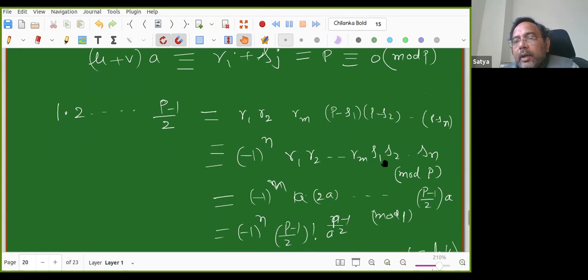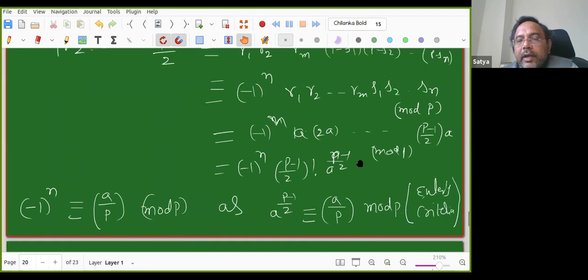But what are these R1, R2, Rm, S1, S2, Sn? These are actually remainders after dividing by P of A, 2A, up to (P minus 1)/2 times A. So again I bring them back: A to the power (P minus 1)/2 times 1 into 2 into (P minus 1)/2, that is, 1 into A, 2 into A, up to (P minus 1)/2 into A. So (P minus 1)/2 factorial came again, and it is not divisible by P, so we can cancel it. So we have minus 1 whole power n equal to A^((P-1)/2). Multiplying both sides by minus 1 power n, we get this.